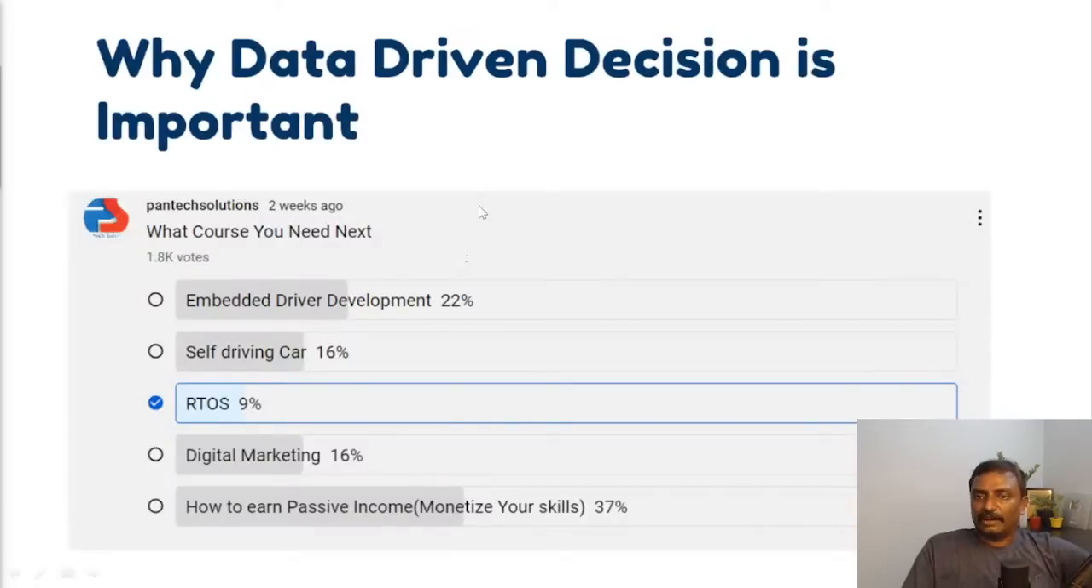So I'll explain why data-driven decision making is important. Two weeks ago, we ran a survey on the Pantech Solutions channel. Before the survey, the course we were going to release was on self-driving cars, because we strongly believed there is no competition for self-driving cars, and it is a technology people will want to learn, as the autonomous car is going to be the future. So we thought of planning a self-driving car course and an RTOS, real-time operating systems, course. But when we ran the survey, we came up with different results.